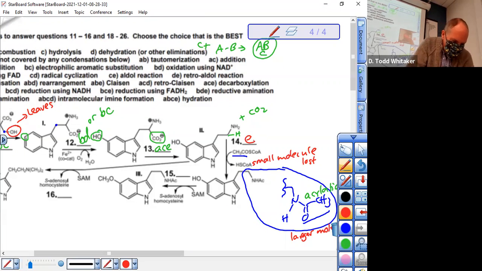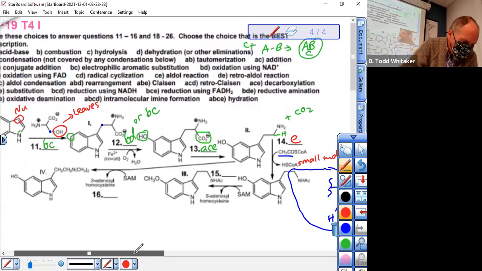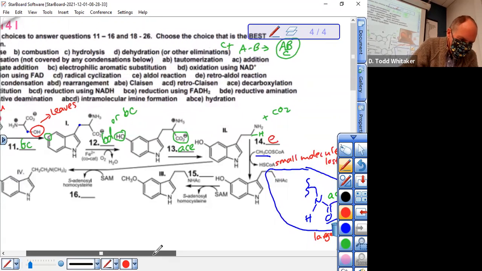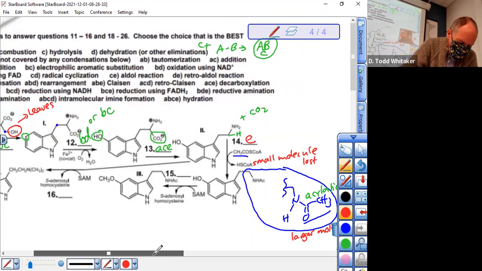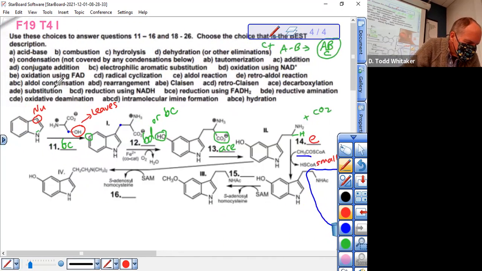And then 15, what's going on there? We're making an ether. So we're getting rid of an H and putting a methyl in its place. What do we call that? SN2, if you want to think about that. But do we have a substitution up here? Substitution. Yeah. S stands for substitution in SN2. ADE.